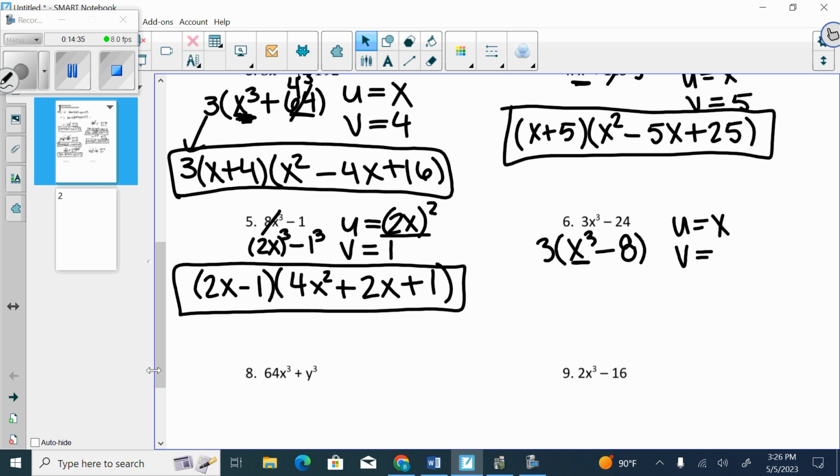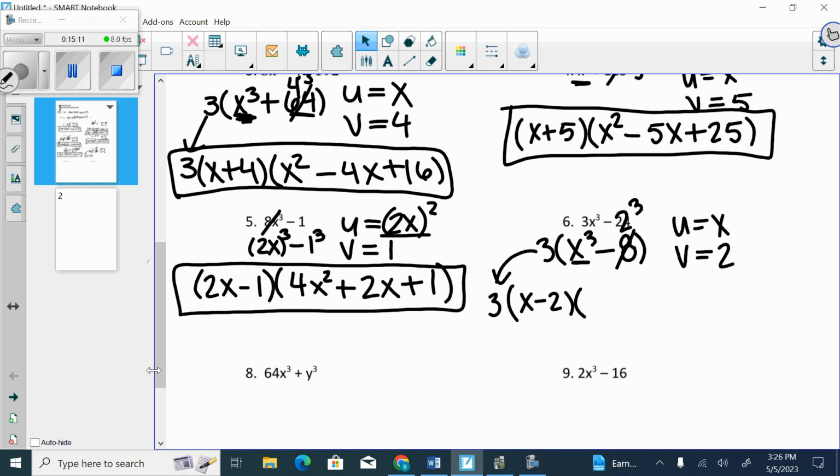Is the 8 ready to go? No. How could I change my 8? What would I change it into? So my v must be perfect. All right, are we going to use first or second formula? Second, because it's got a minus. All right, so don't forget, bring your GCF out in front. So we've got that 3 in front. Okay? And then we're going to have u minus v. What's that going to be? Good.